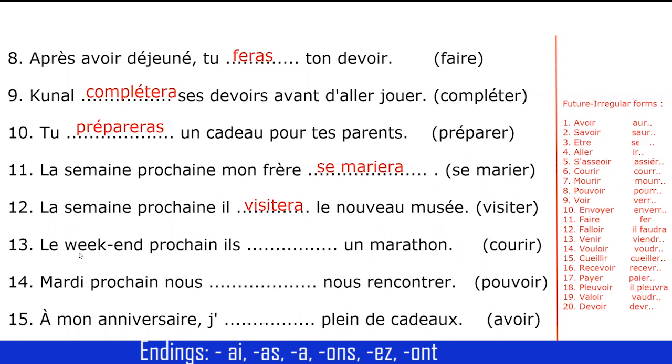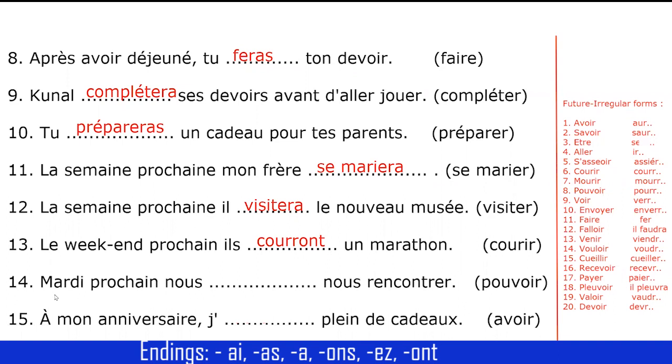The 13th one. Le week-end prochain, il dash un marathon. Your verb is courir. It's an irregular verb. It falls here in the list. The stem will be COURR. So we'll write a double R in the stem and then we'll put the endings. Le week-end prochain, ils courront un marathon. Next weekend, they will run a marathon.